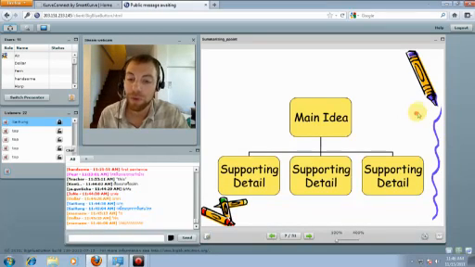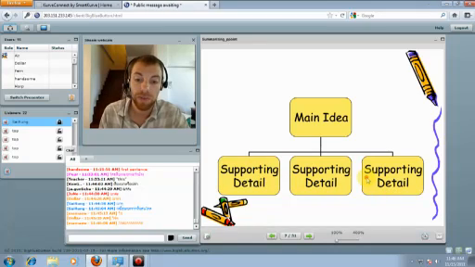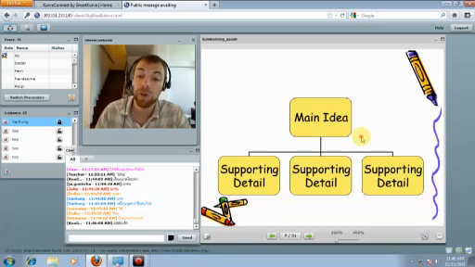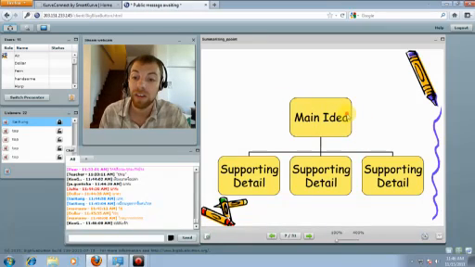Cool. Alright, so let's remember our main ideas, our supporting details, 3 supporting details or more, but 3 is a good number for short and easy. This is for one paragraph, but also for all of your paper you want to have one main idea, and at the end you repeat the main idea.